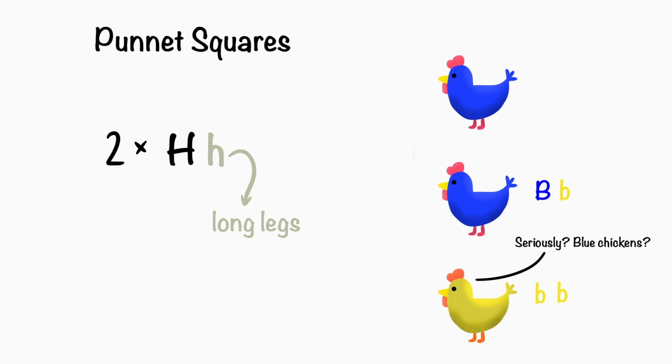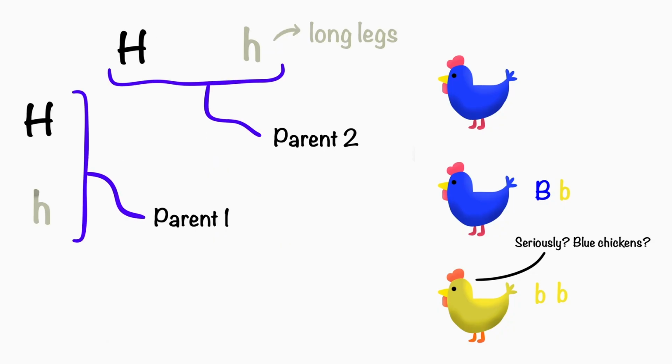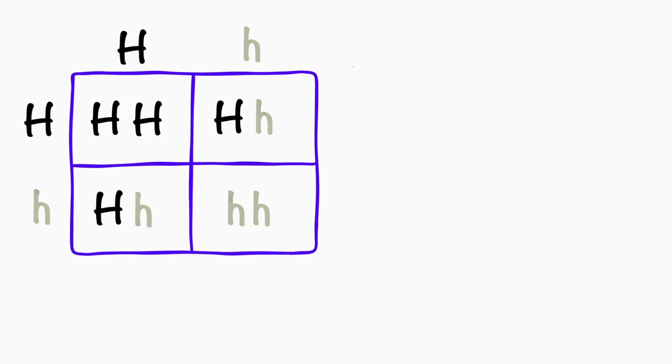We start by identifying the parents' genotypes. Both parents are heterozygous. Next, we determine what types of sex cells each parent can produce. We can then create a Punnett square to show all possible combinations. We place one parent's potential gametes along the top and the other parent's along the side. Filling in the square gives us the following.